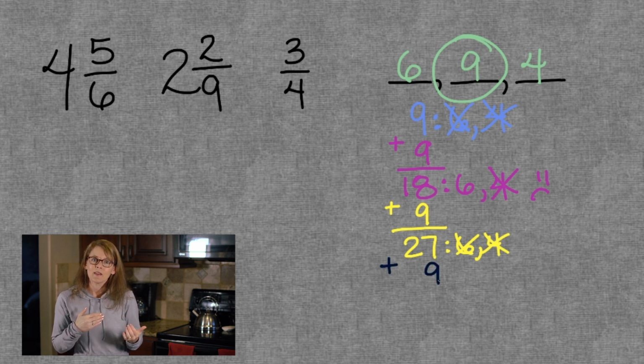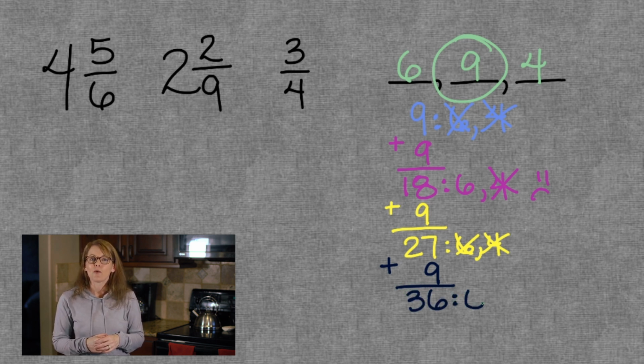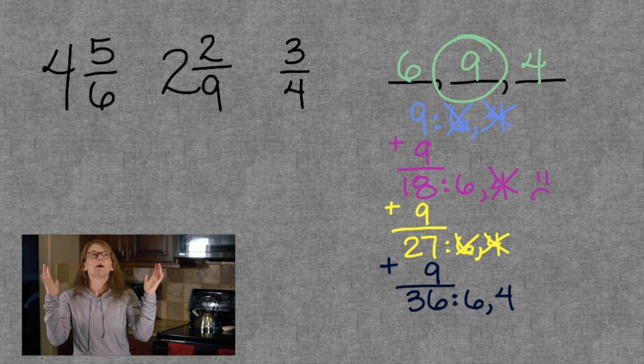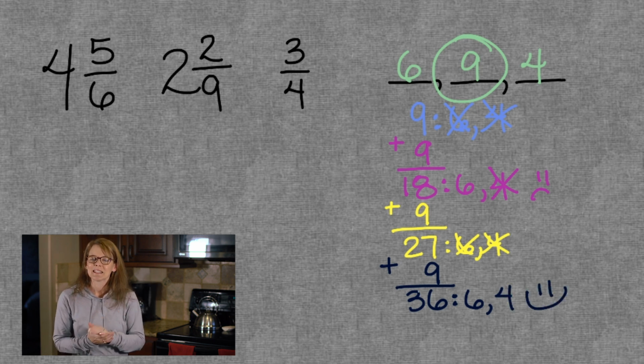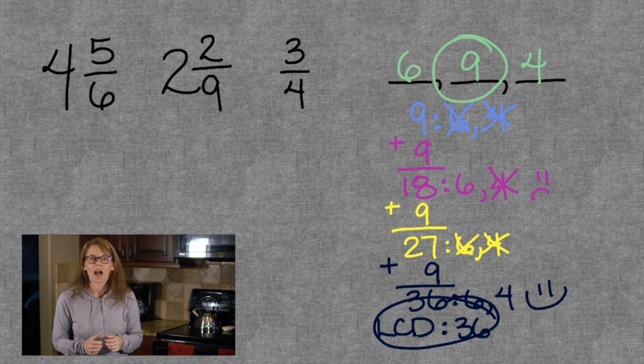Start with the 27 this time and go up by 9, or do 9 times 4 equals 36. Do 6 and 4 go into 36? Hip, hip, hooray, they do. 6 times 6 equals 36, and 4 times 9 equals 36. We have our winner. Our LCD of 4, 6, and 9 is 36.